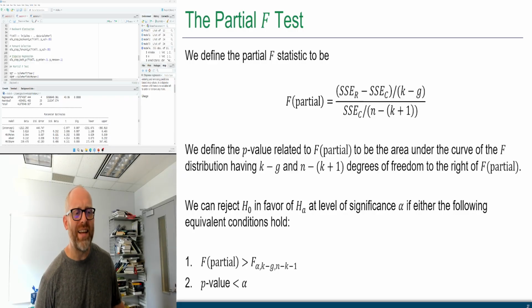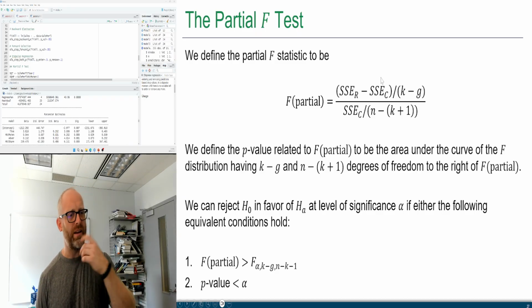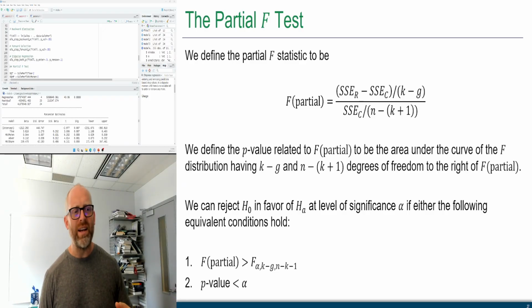So the partial F test is as follows. We take the SSE for the reduced model and subtract the SSE for the complete model. One thing to note: what happens if we get something negative? I'm subtracting two things, so is the SSE for the complete ever going to be larger than the SSE for the reduced? Again, we're adding more variables.